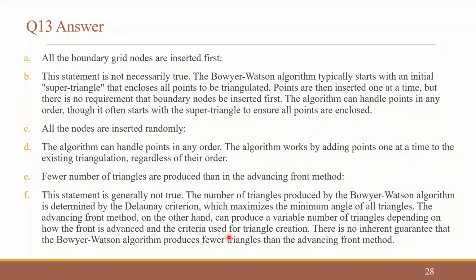Mostly the triangulation criteria is that Delaunay criteria, which minimizes the minimum angle in all the triangles. The advancing front method produces a variable number of triangles depending on how the front is advanced and the criteria used for triangle creation. So there is no inherent guarantee this method will produce less number of triangles than the advancing front method. So that is why "all nodes are inserted randomly" is the only true statement and the rest are all false statements which we have identified correctly.